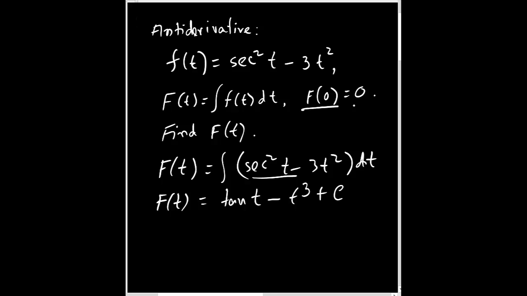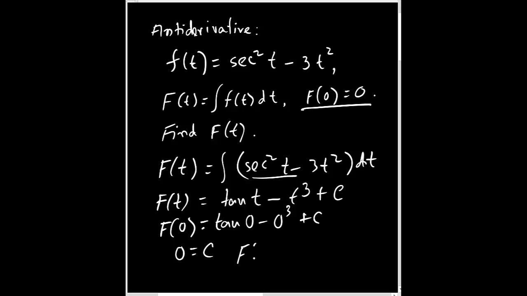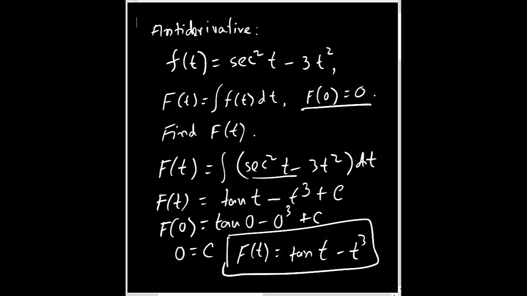Now I can use this condition here, f(0), meaning t is 0. So you have tangent 0 minus 0 to the 3 plus C. And we have seen that f(0) is 0. So this is 0, this is 0, we got C. So C is 0. So then our final answer will be f(t) equals tangent t minus t to the 3. And we are done because C is 0.